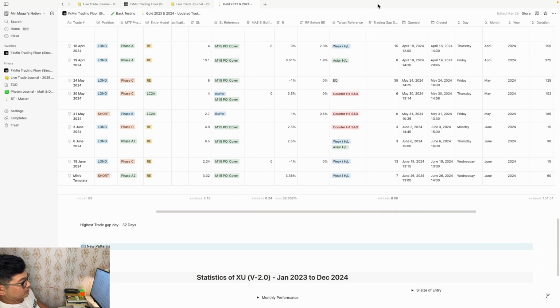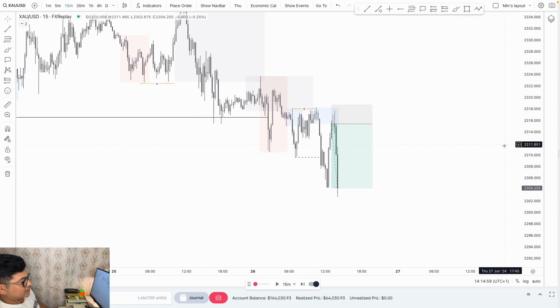What's your average trading gap? Usually I have to wait for 8 days to get one setup from gold. So next time in the live market, if I have no trade for a week, I'm fine, because my data shows that on average I have to wait 8 days to get one setup as per the way I trade. That's why I have low frequency of trades, and I focus on quality over quantity, right? All right, so this is it for now, guys.